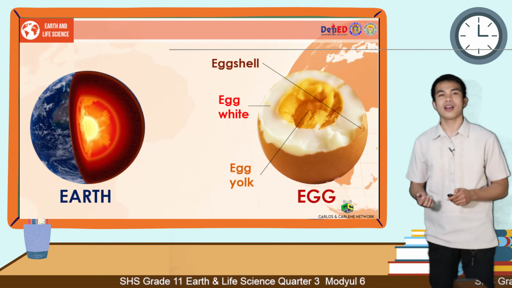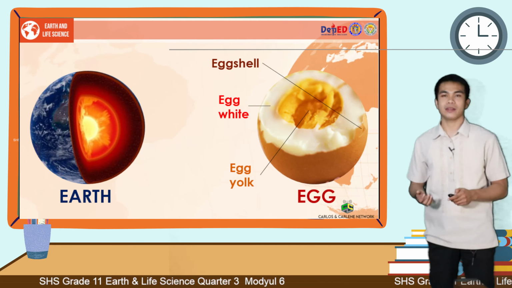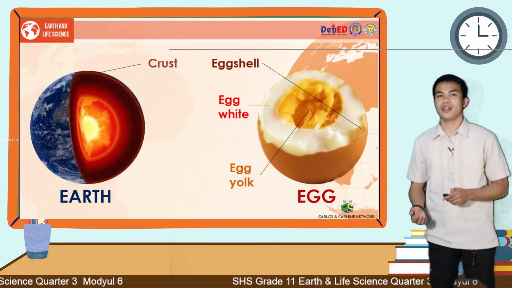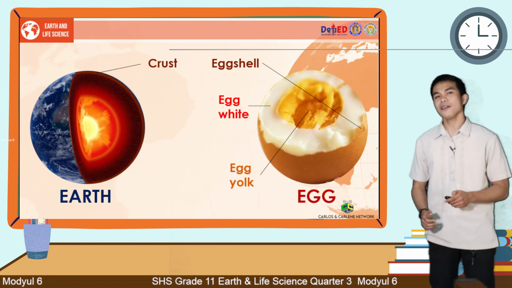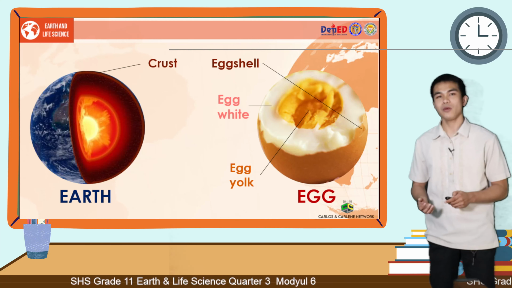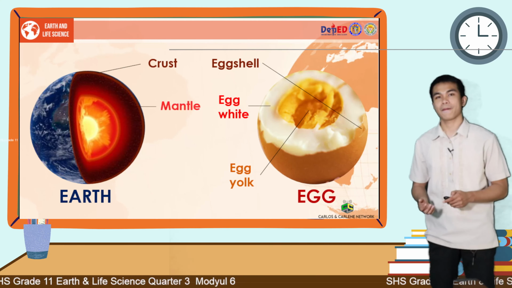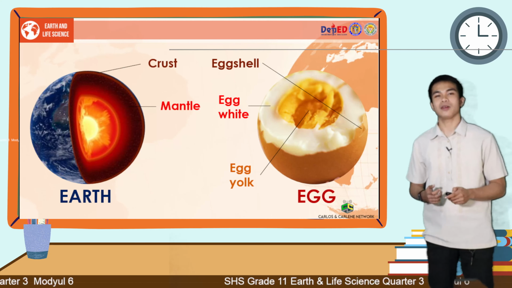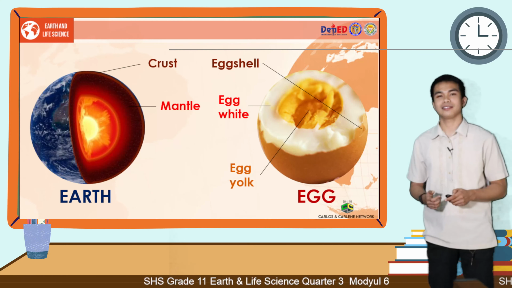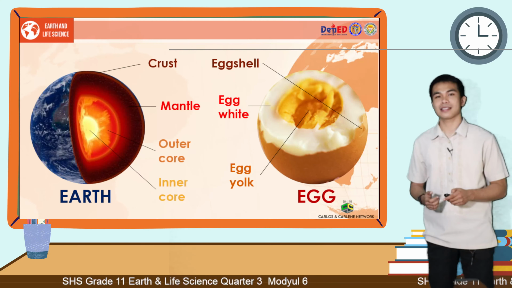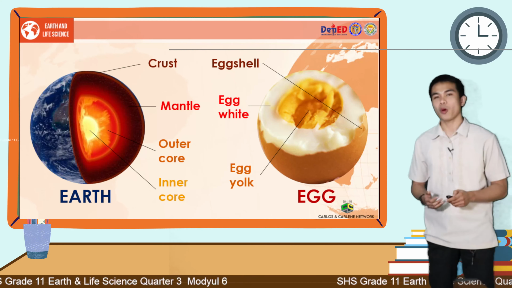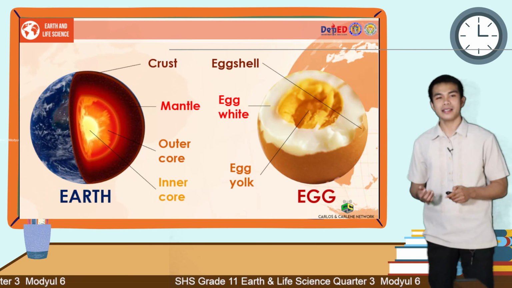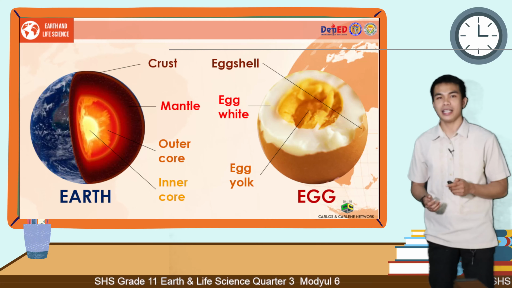Now, the question is, what does the eggshell represent when it comes to the Earth's interior layers? It represents the crust. Very good. How about the egg white? The egg white represents the mantle of the Earth. All right, excellent. Now, how about the egg yolk? The egg yolk represents the outer core and inner core of the Earth's interior layers. Now, let us describe more the function of each interior layer of the Earth.